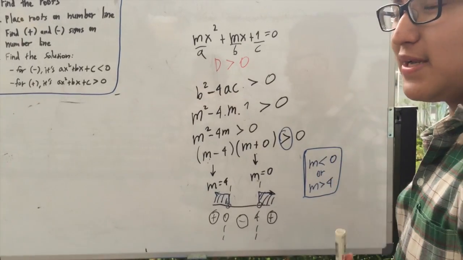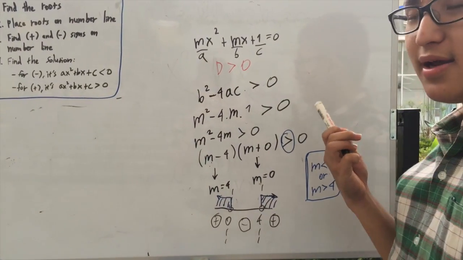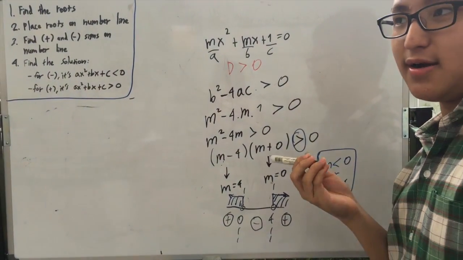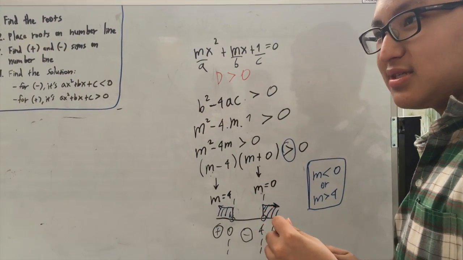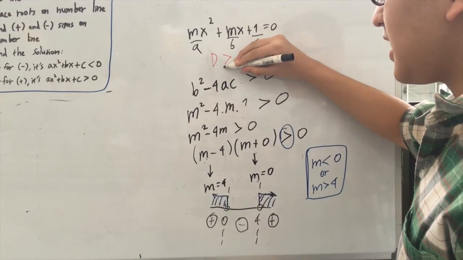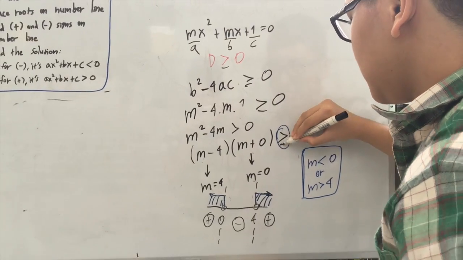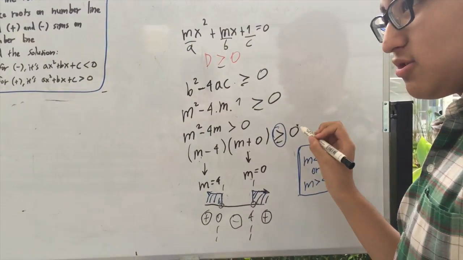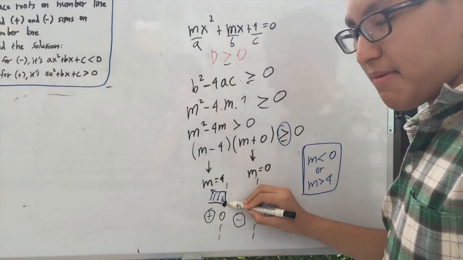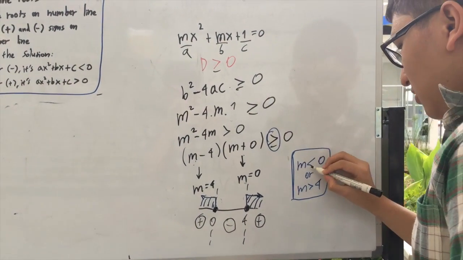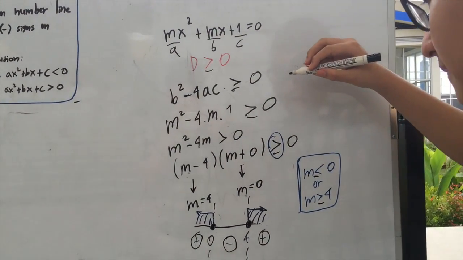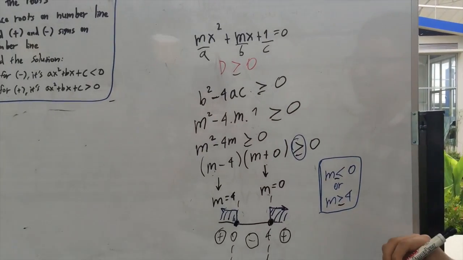Okay guys, but there's one last thing that we need to remember. Remember that the question asked us for roots that are real, not just different, but real. So if it's real, then it will have to be bigger than or equal to 0. But if it's also equal, that means this one needs to be shaded, so that we can remember the difference. And then also the final answer will change into this.